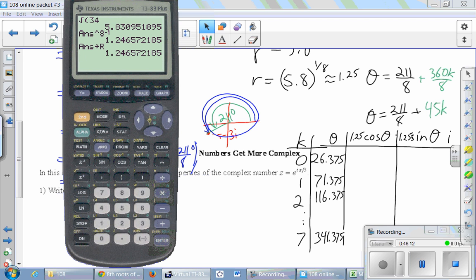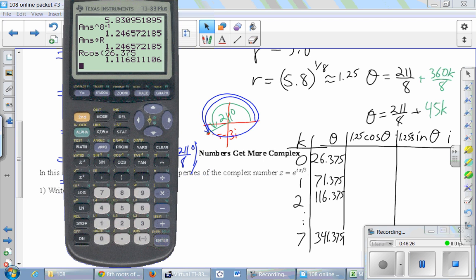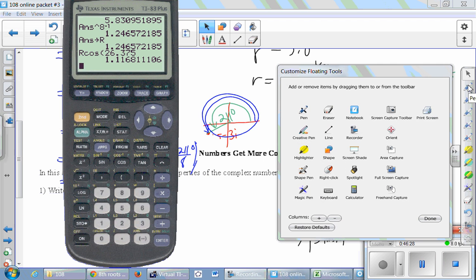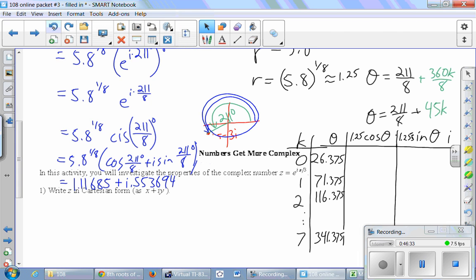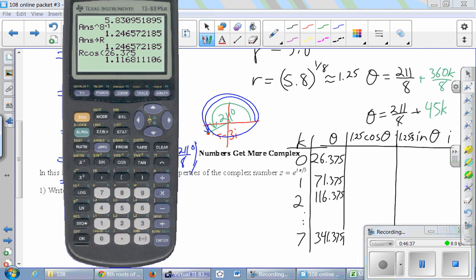Okay, so I need to do that number, the 1.25 r times cosine of the first angle, 26.375. And we get 1.1168, so that looks familiar. That's the same thing that we got before. That was our first answer before. Then we'll do the same thing but with sine, and we get about 0.5538, which is what we got before as well.